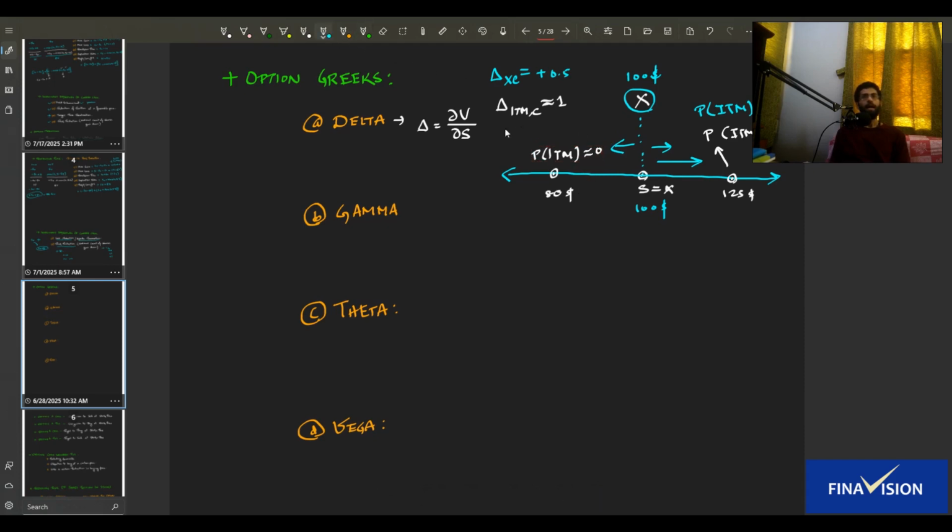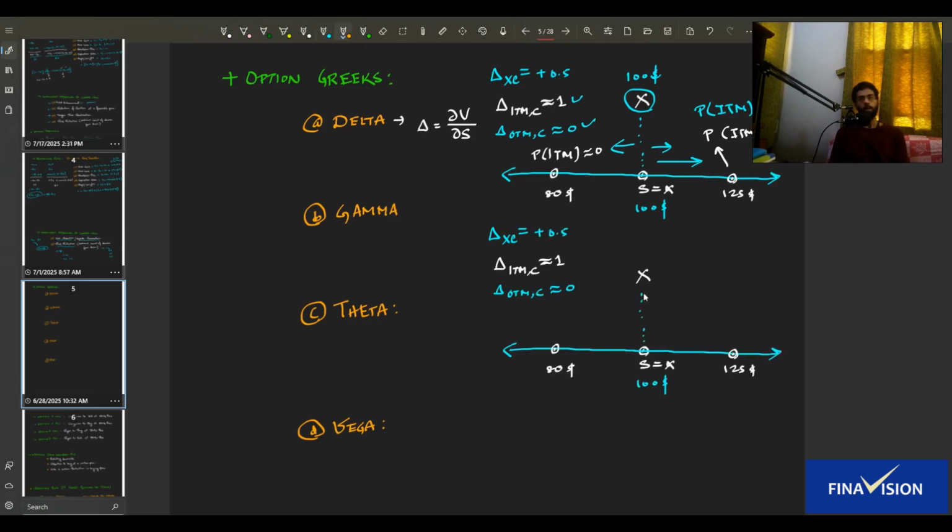The delta of an out of the money call option is almost equal to 0. At the money it is 0.5, deeply in the money it is 1, and deeply out of money it is 0. So if you have to draw a curve like this, it will be something like this.